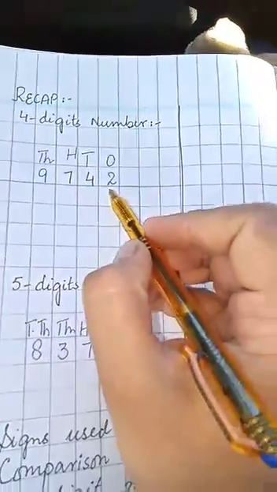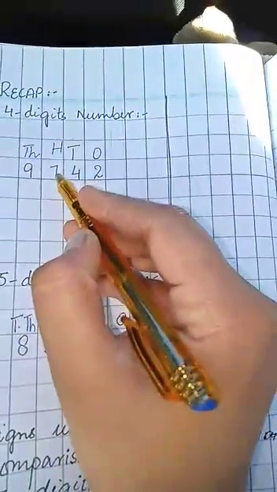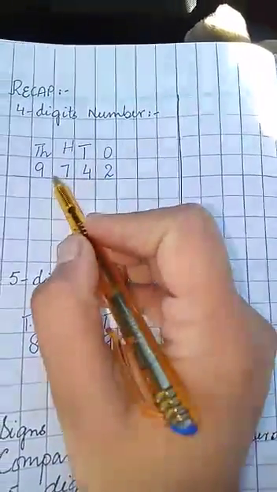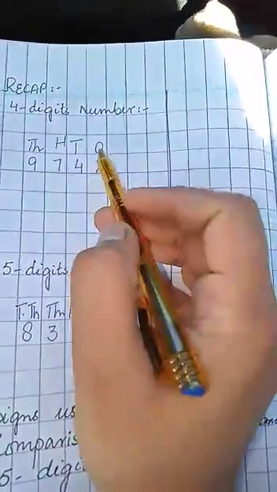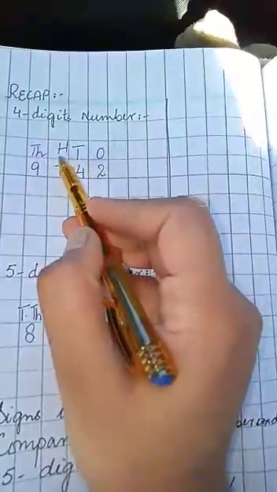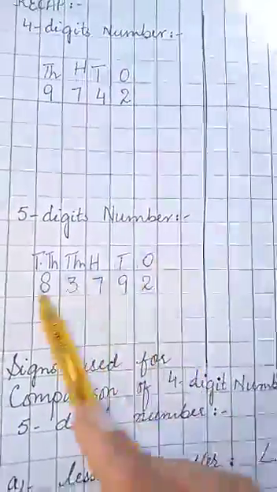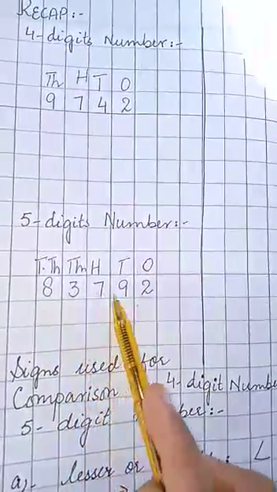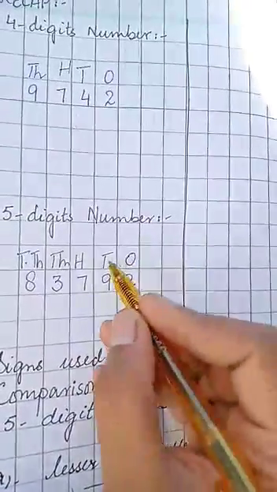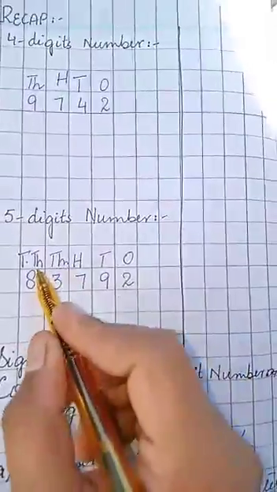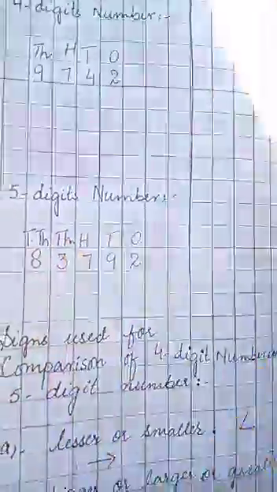Now when we're talking about the 4-digit numbers, from its name it's clear that it has 4 digits. So 9742, now this has 4 digits and we label it as ones, tens, hundreds and thousands. And when we talk about the 5-digit number, it has 5 digits, 1 2 3 4 5 digits. So we label it as ones, tens, hundreds, thousands and 10,000. So 5-digit numbers end at 10,000.